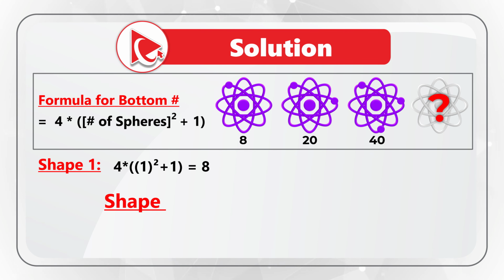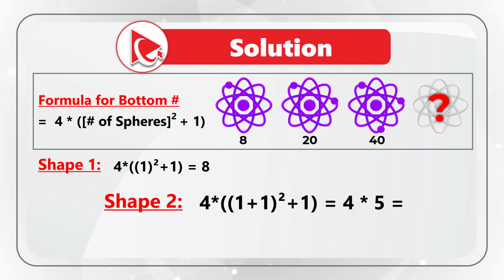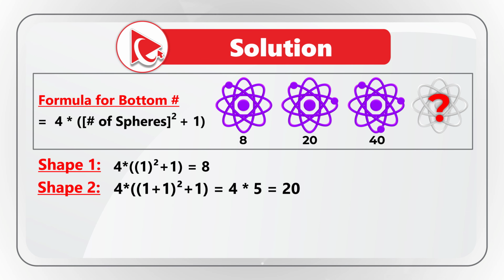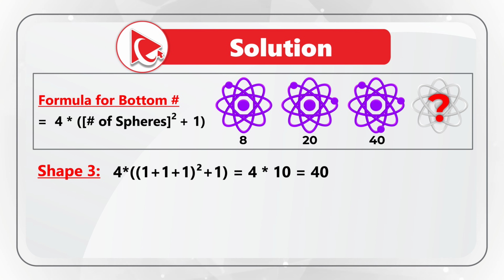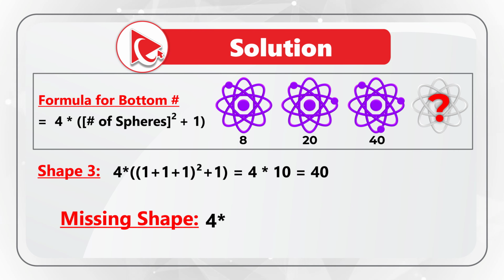For second shape, 4 multiplied in parentheses 1 plus 1 squared, which is 2 squared, which equals 4, plus 1 equals 4 multiplied by 5 equals 20. For the third shape, we need to multiply 4 in parentheses 3 squared plus 1 equals 4 multiplied by 10 equals 40.